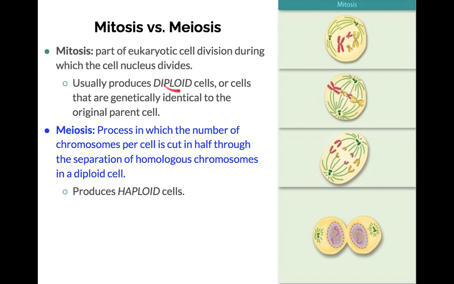Now this diploid and haploid thing, we're going to discuss in just a moment. Now meiosis is the process in which the number of chromosomes per cell is cut in half through the separation of homologous chromosomes in a diploid cell. And meiosis produces haploid cells. Some people also say meiosis, I say meiosis, you can say it either way. But this is what we look at today.